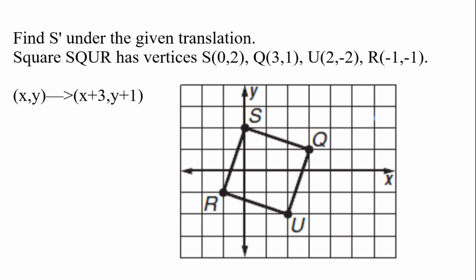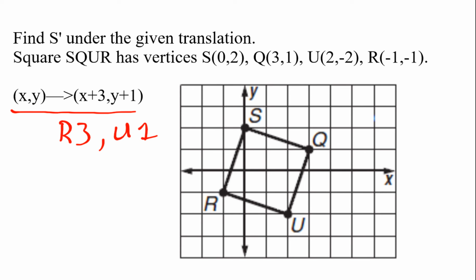So here in this example, we want to find the location of S prime under the given translation of square SQUR that has vertices at 0, 2, 3, 1, 2, negative 2, and negative 1, 1. And then they give you the translation notation right here. This translation notation tells us that we're going to take every point, move it right 3 positions, and up 1 position. So I'm going to do that for this whole thing, and then we'll answer the question here.